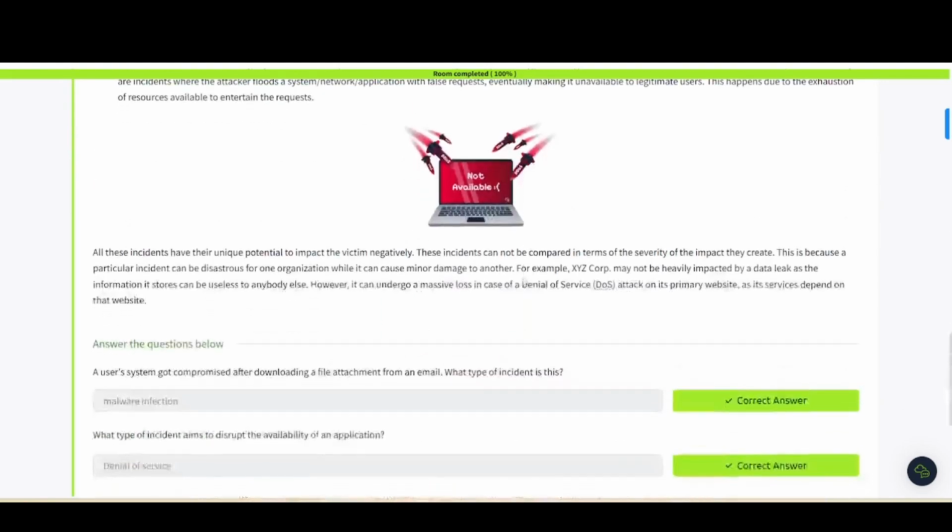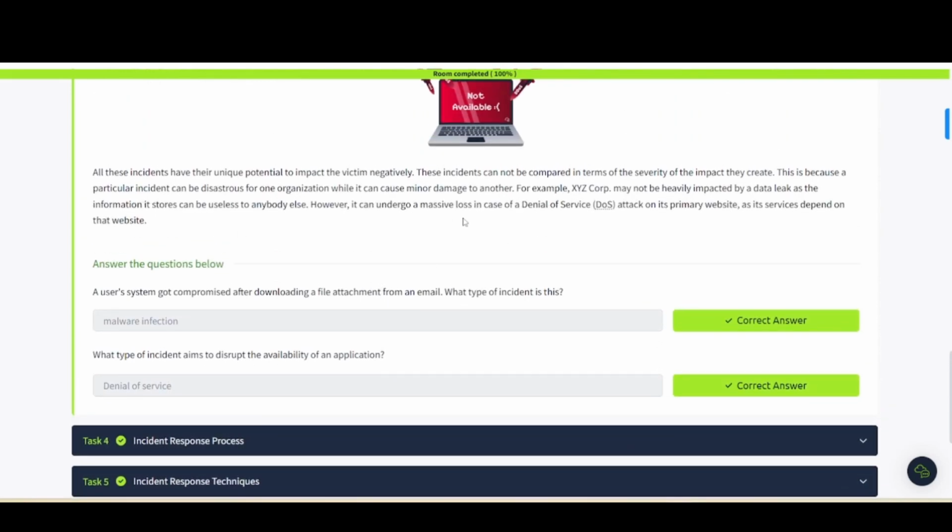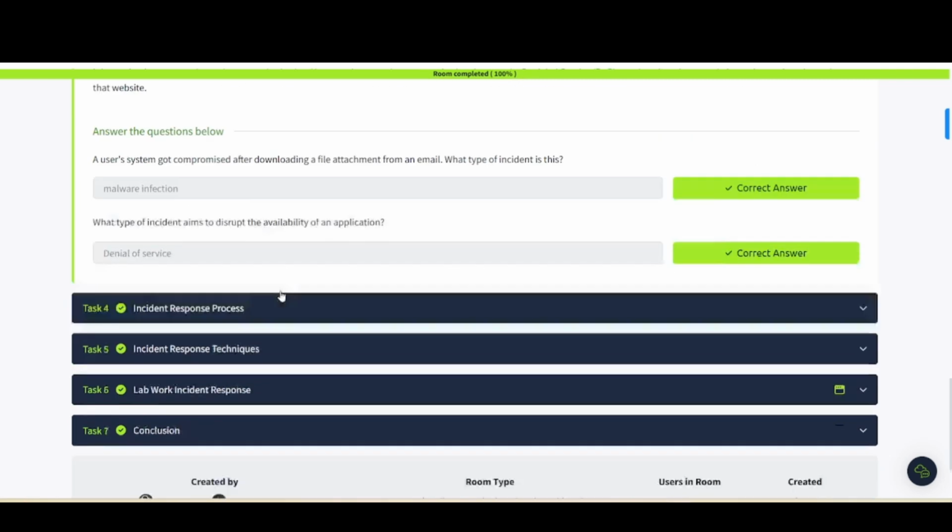Okay, and it says, what type of incident aims to disrupt the availability of an application? Well, we just read about that. So that's going to be DoS, or denial of service attack, right?